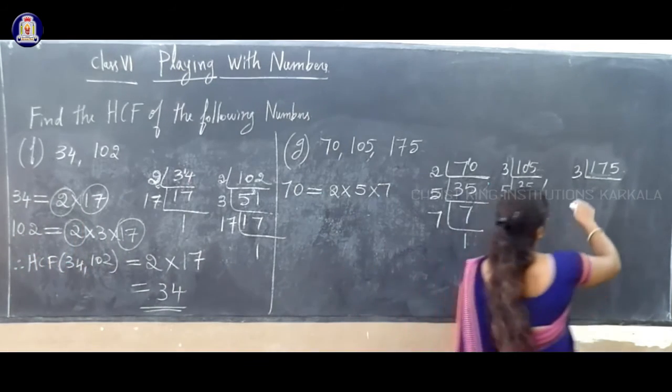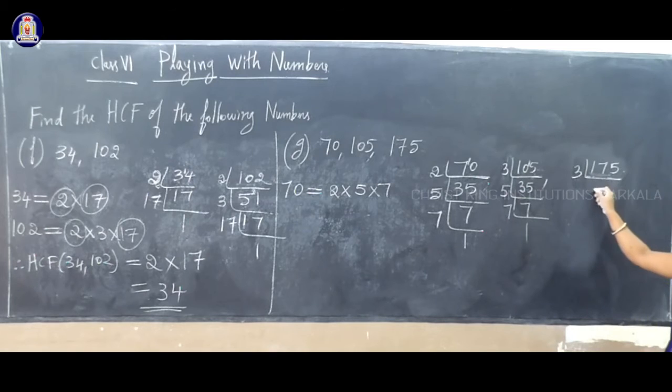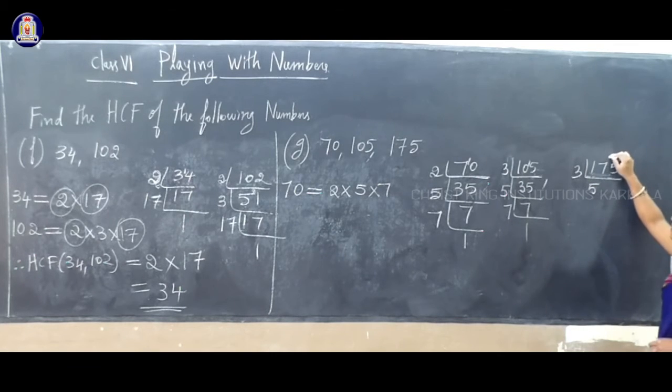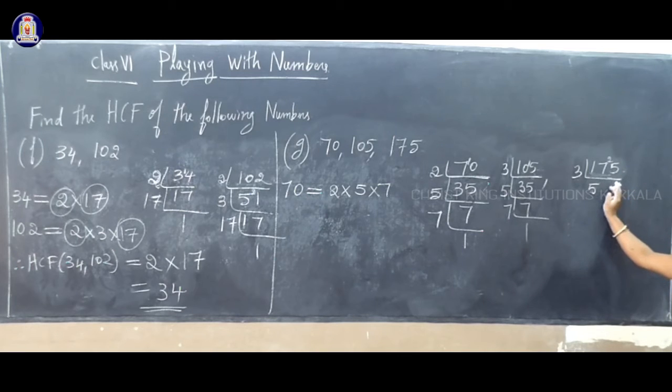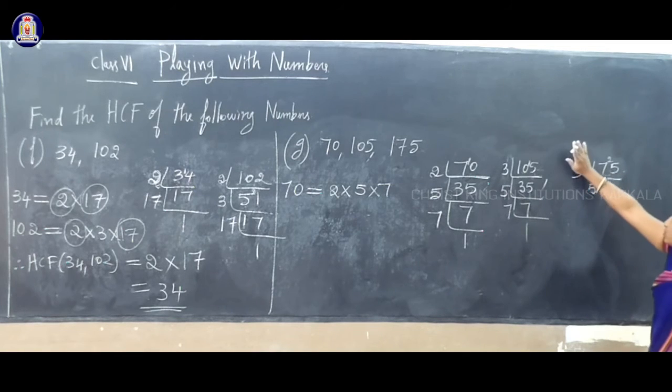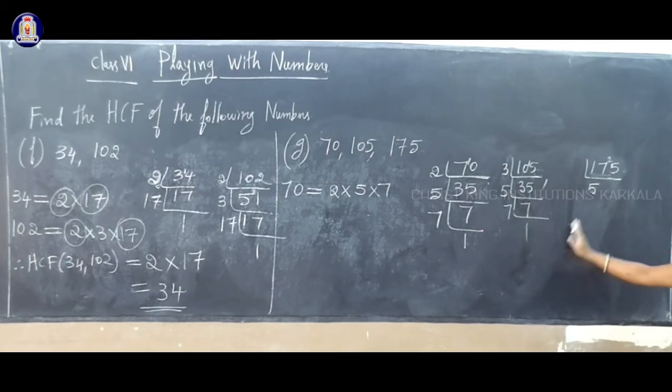3 how much are 17? 3 5s are 15. How much is remaining? 2 is remaining. 17 minus 15, so 2 is remaining. So it will become 25. Does 3 divide 25? No, 3 does not divide 25. So we cannot write 3 here. So 3 will not divide 175 completely.